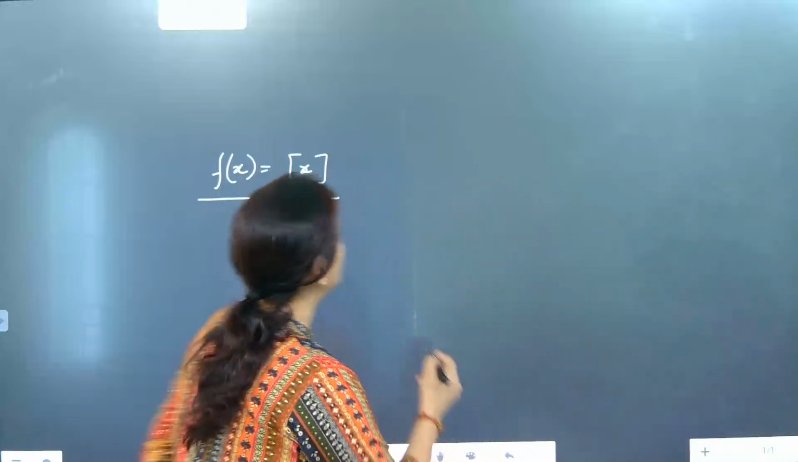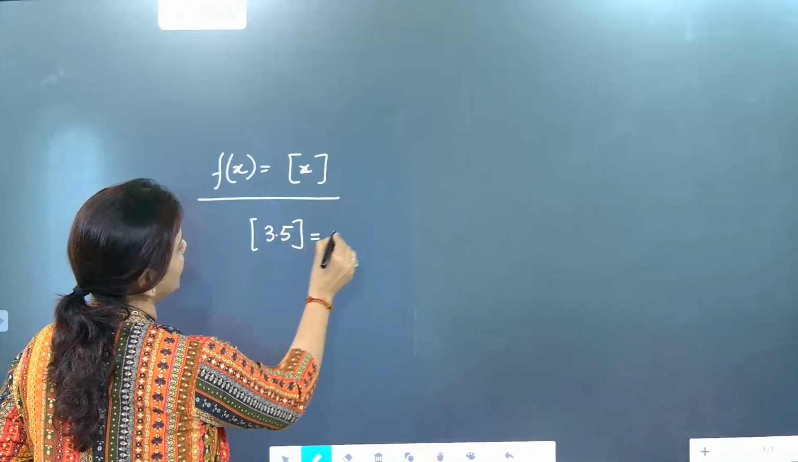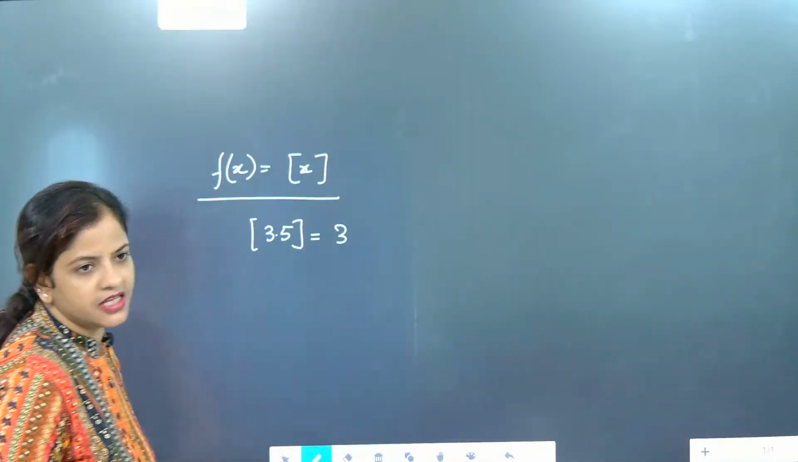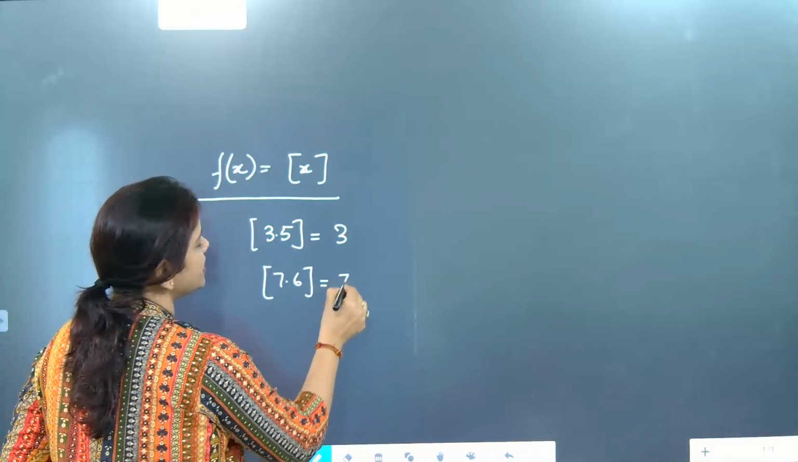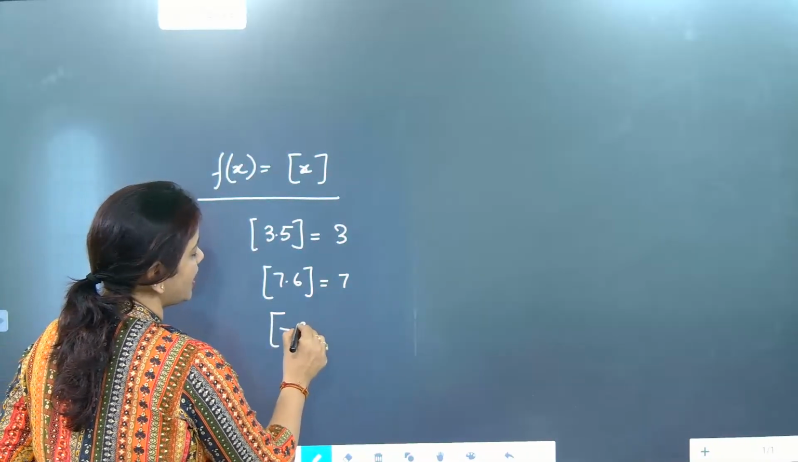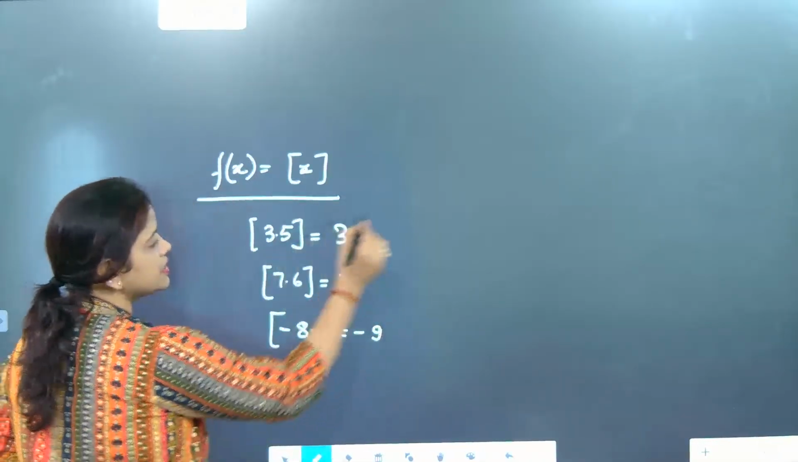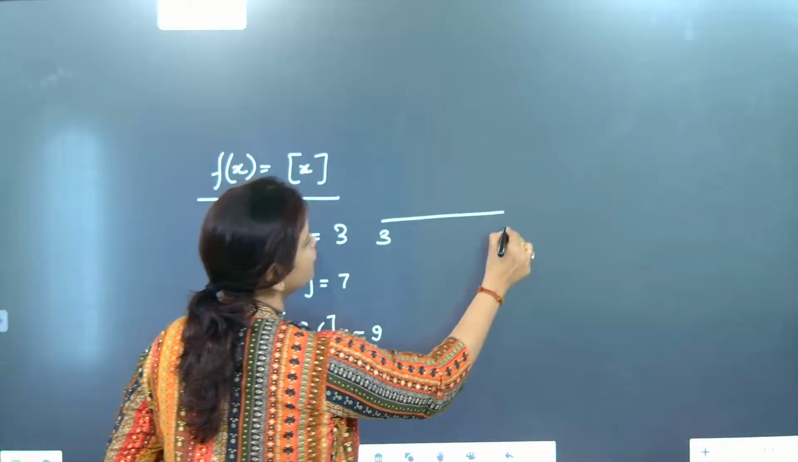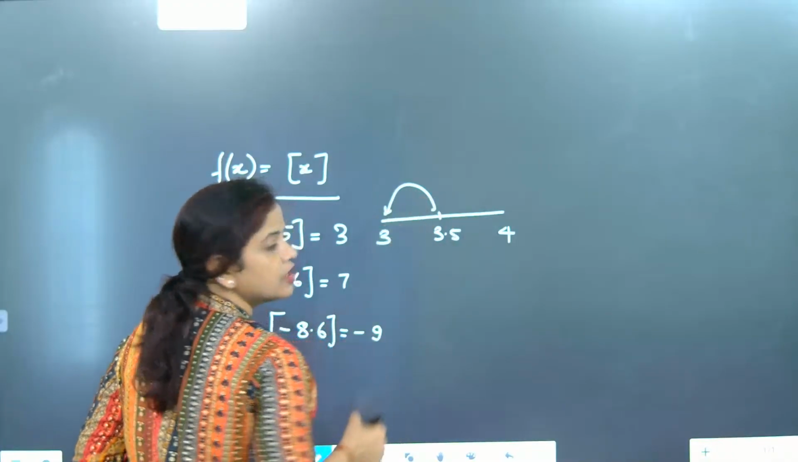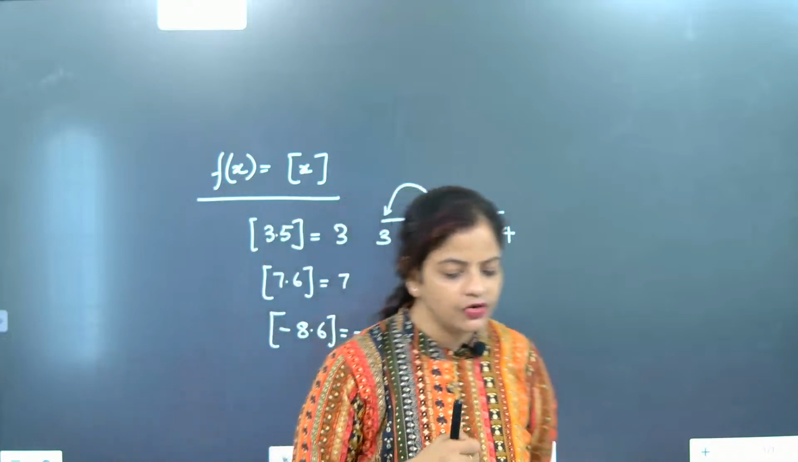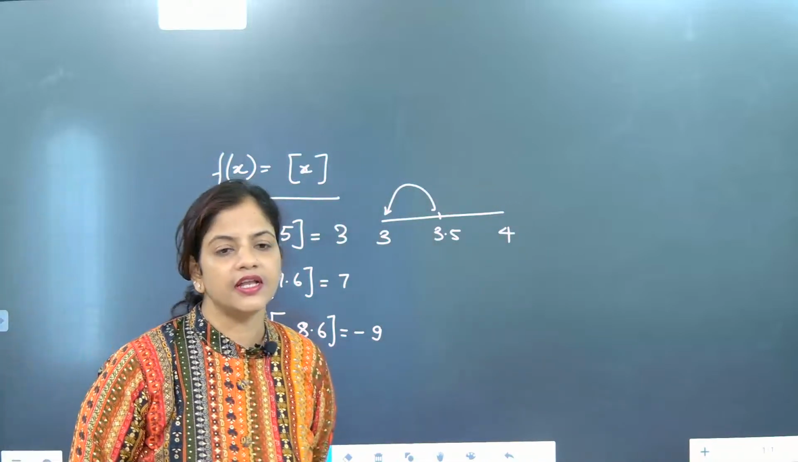So now look here, if somebody gives you 3.5, the greatest integer of 3.5 will come as 3. If someone gives you 7.6, the answer will come as 7. If someone gives you minus 8.6, the answer will come as minus 9. That means 3.5 lies between 3 and 4, so 3.5 will always switch to 3.